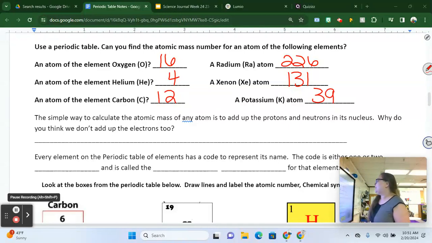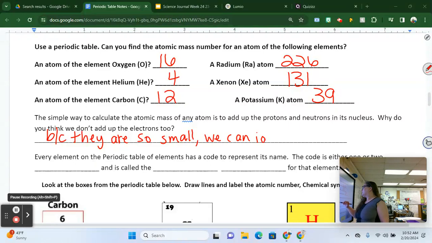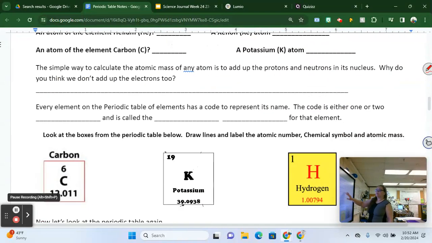Good job. The simple way to calculate the atomic mass of any atom is to add up the protons and the neutrons in its nucleus. Why don't we add in the electrons? Right, because they are so small, we can ignore them. All right, again, if you need any of this, pause it. I'm clearing it and moving on.